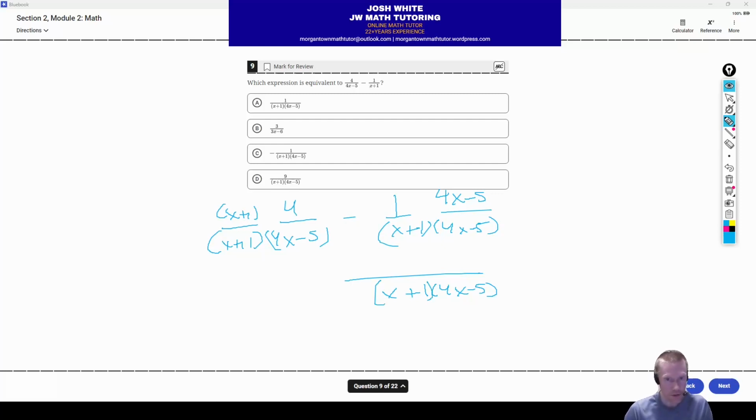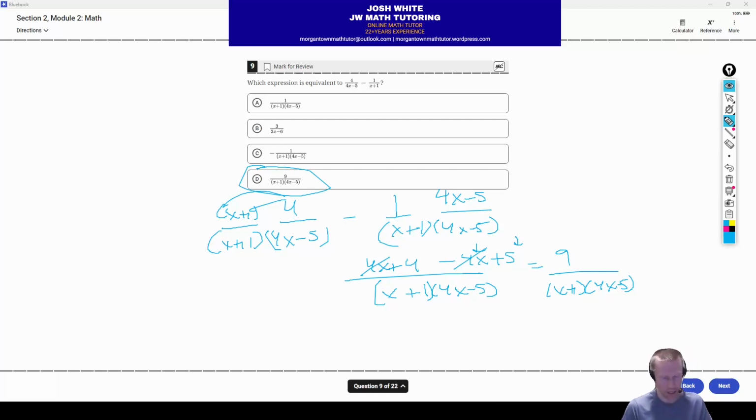And on top, so you're going to distribute 4x plus 4. Then you're going to get 4x minus 5. But keep in mind there's a minus sign here which applies to both of these two terms. So it's going to make this positive 4x negative, and it's going to make this negative 5 positive. Now when you combine your like terms, 4x minus 4x cancels out. 4 plus 5 gives you 9, so it should be 9 over x plus 1 times 4x minus 5. So which one is that? That gives us letter D. So that is the correct answer.